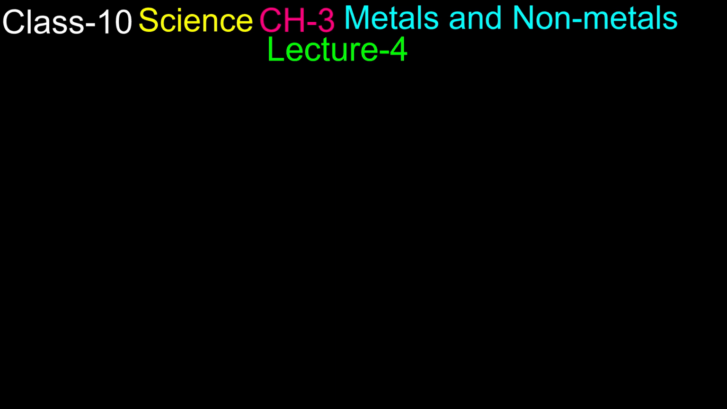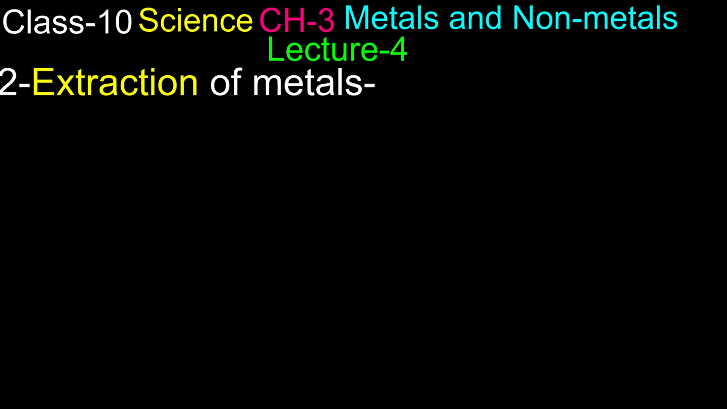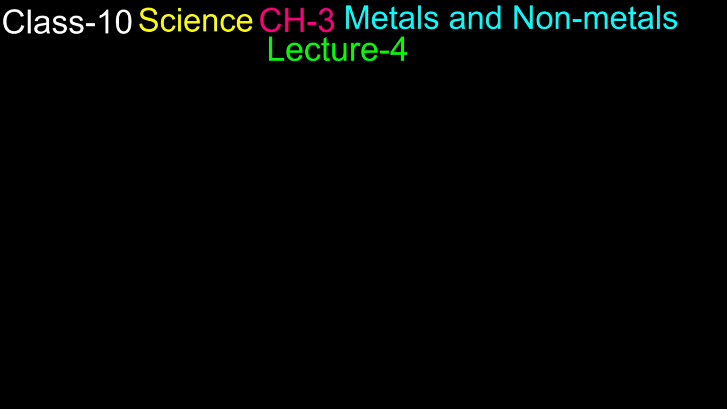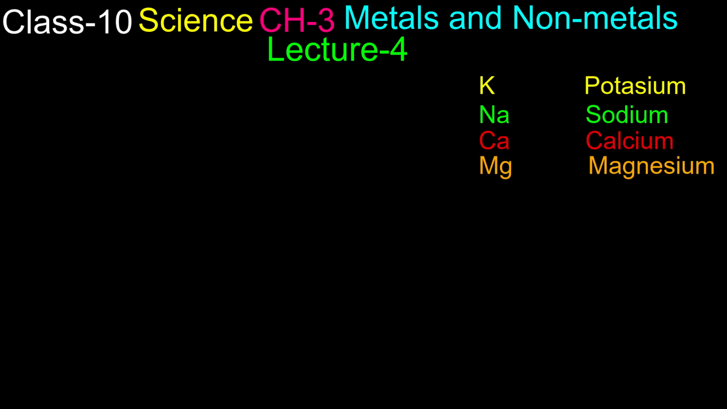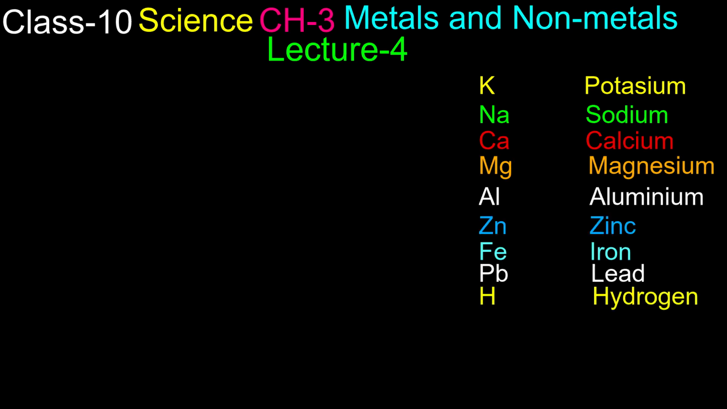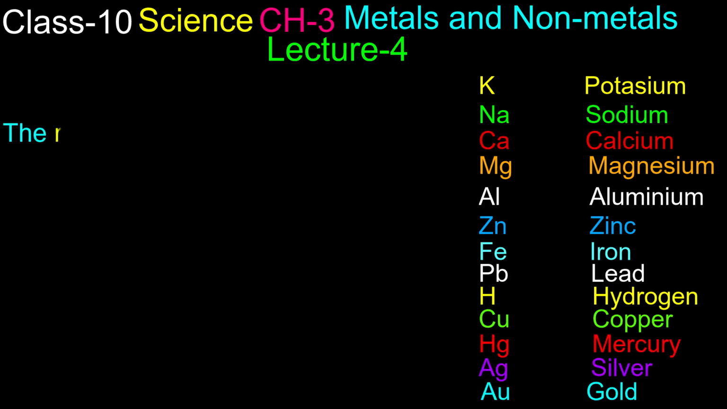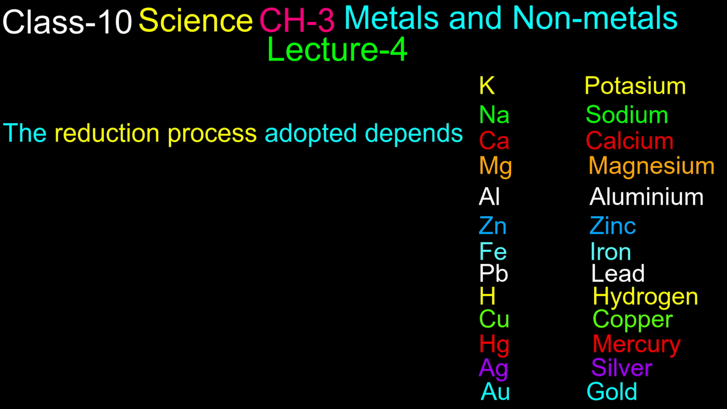Next, I discuss how the metals are extracted from the ores. You know that the reactivity of the metals varies. The list of metals written in order of their decreasing reactivity is called reactivity series. To get a metal from its compound, it should be reduced. The reduction process adopted depends on the reactivity of the metals. For that, metals are put under three groups.